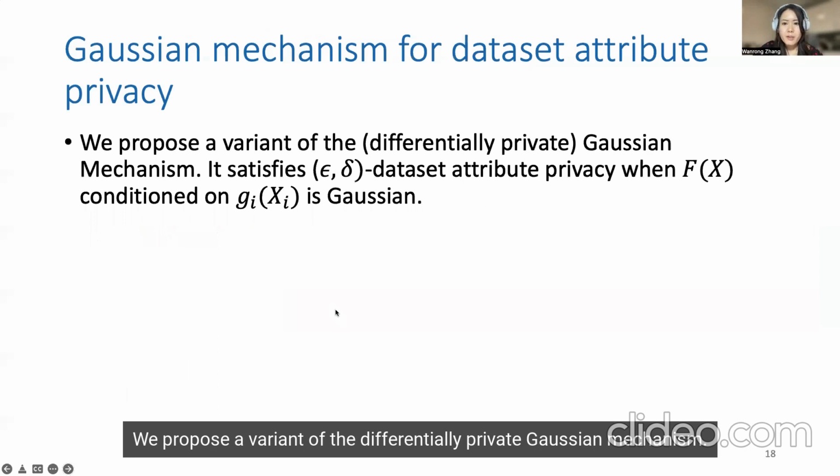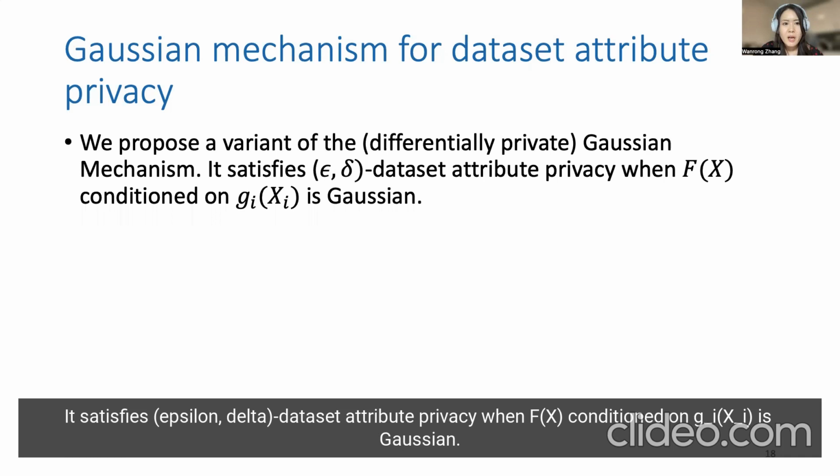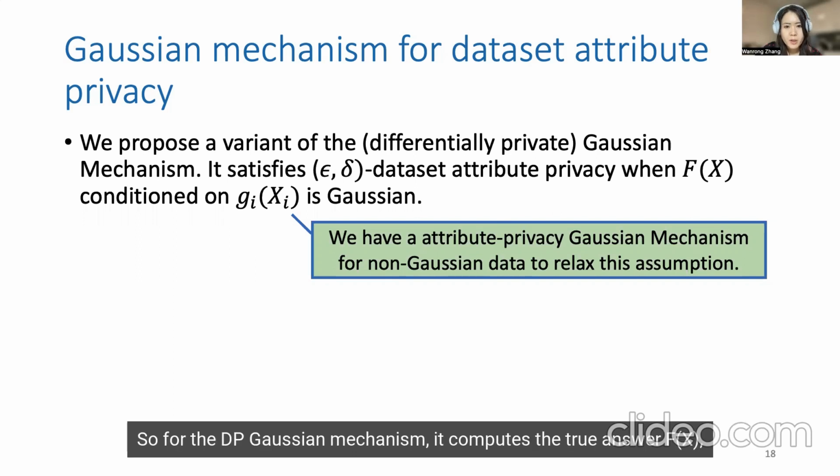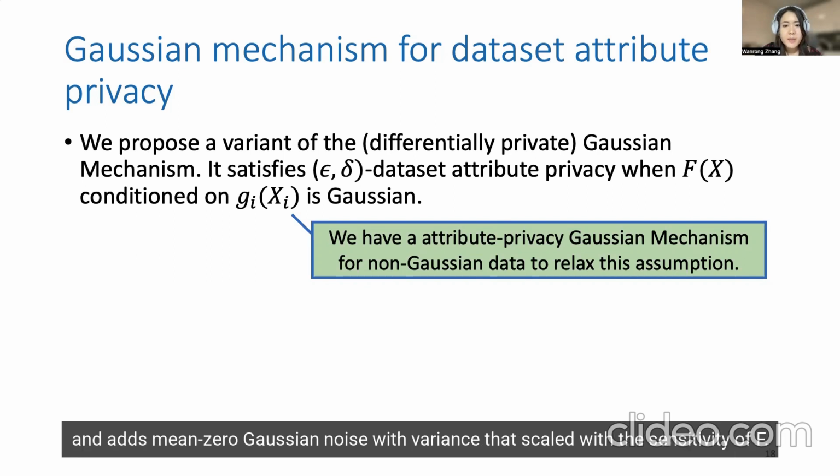We propose a variant of the differentially private Gaussian mechanism. It satisfies epsilon-delta dataset attribute privacy when f(X) conditioned on g_i is Gaussian. We also relax this assumption and extend that to handle non-Gaussian data in the paper. So the DP Gaussian mechanism computes the true answer f(X) and adds mean zero Gaussian noise with a variance that scales with the sensitivity of f.